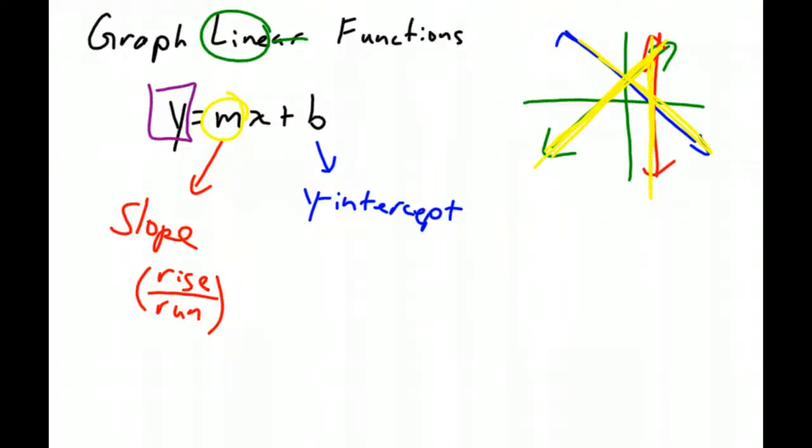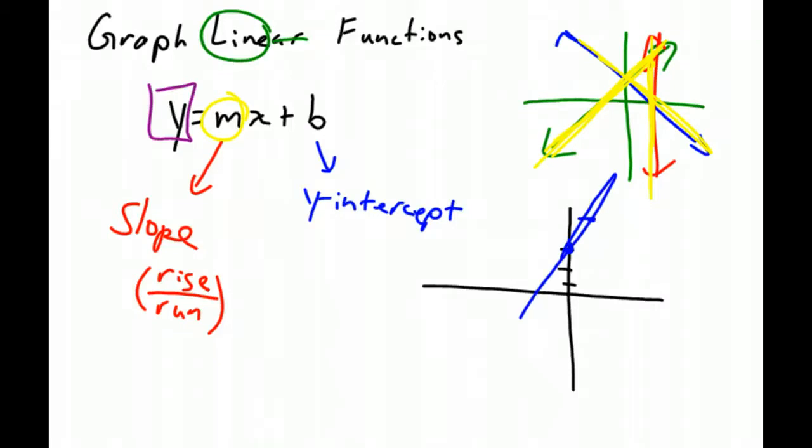The b, or the number without the x, it's always the number without the x, is the y-intercept. The y-intercept is just wherever you hit on your y-axis. So say our y-intercept was 3, there's where we would start, and then we could do our slope, say it's up 3 over 1 or whatever, and then we could draw a straight line.